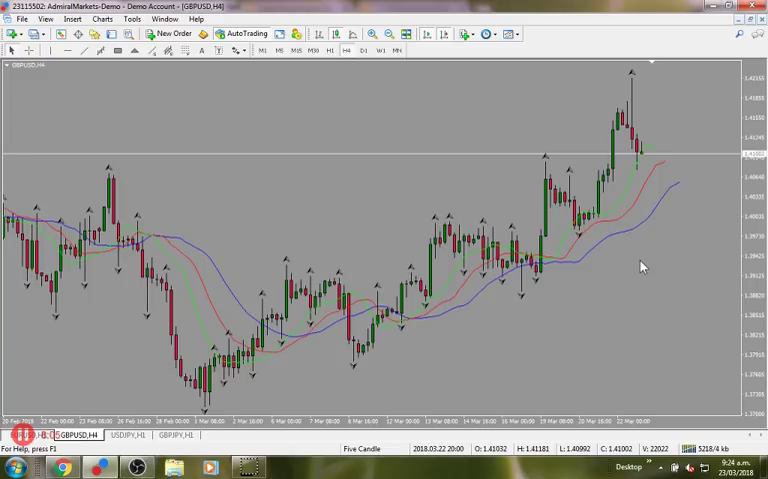All right. So I will give you the rules to get going, and then I'll talk a bit more about some more specific details of how to fine tune it. Basically what we're waiting for is we're waiting for a fractal to form.